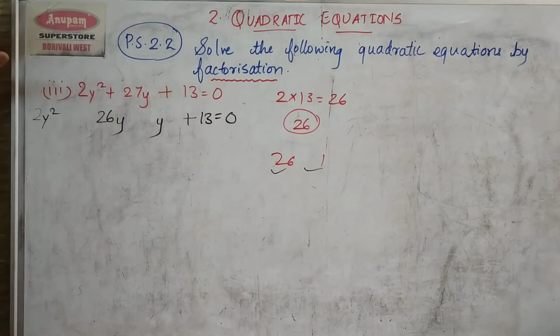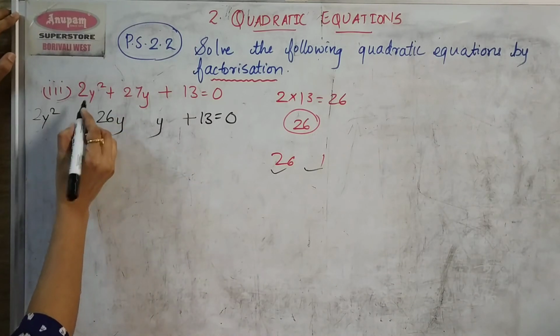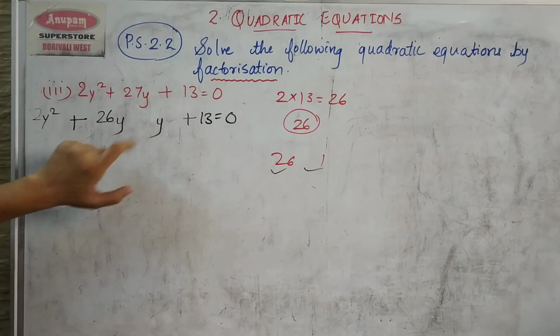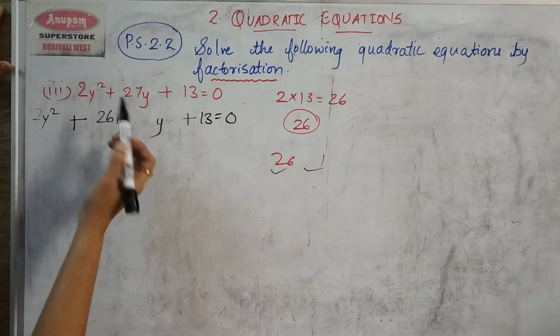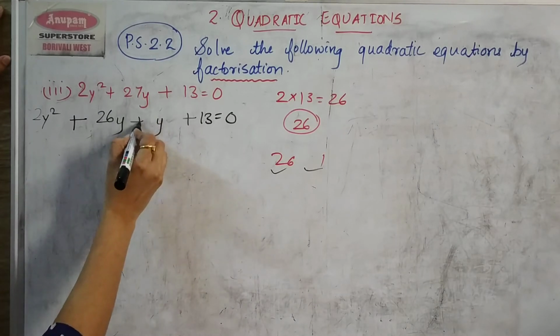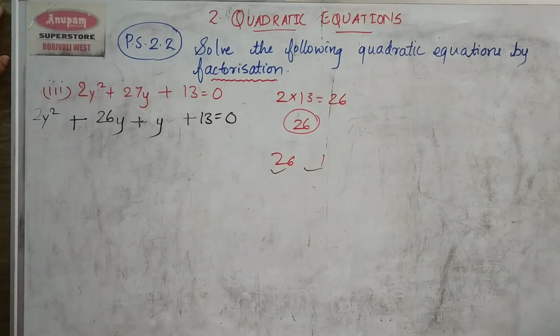Now, we'll put the sign of this to the bigger number. This sign will go to 26, so this will be plus. Now, if I put minus sign here, so 26 minus 1 will become 25, whereas I want 27 here. So instead of that, I'll put plus sign here. So this becomes 26 plus 1, which is 27.